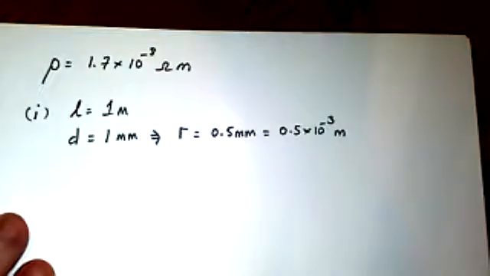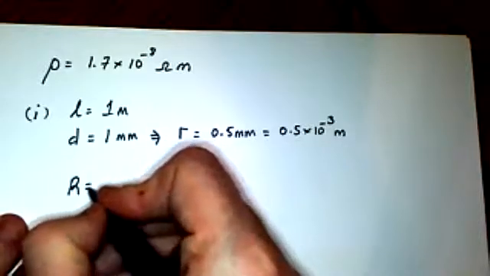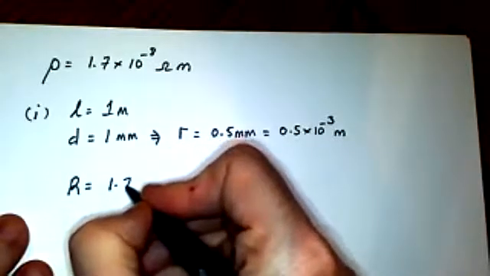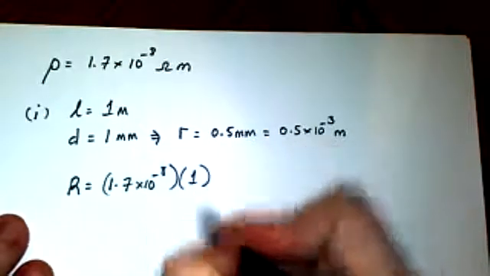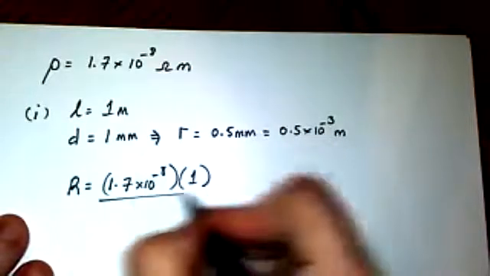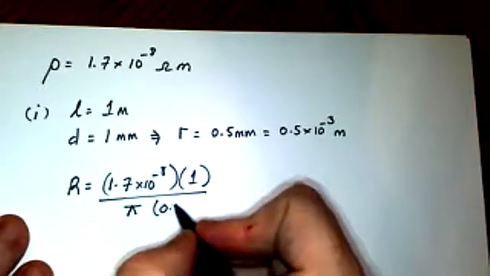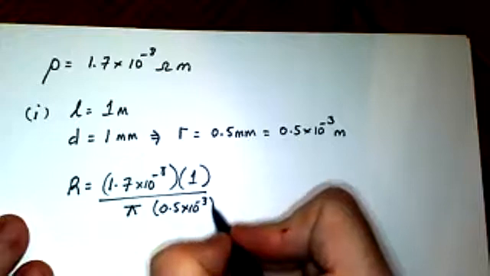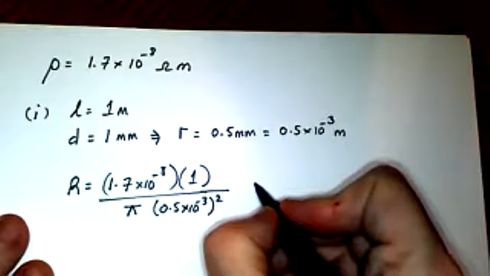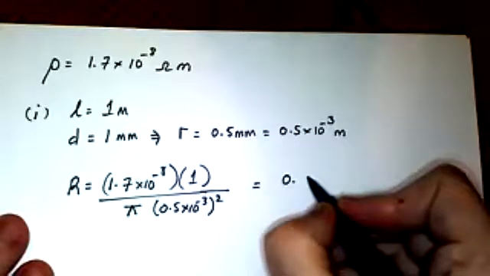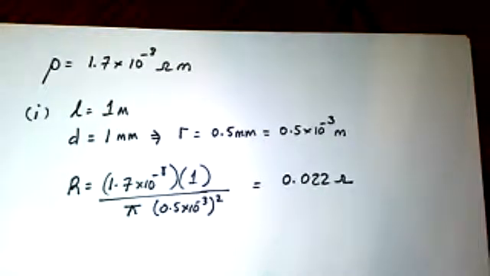So we now have all the data, so we can simply plug and chug. Resistance equals the resistivity, 1.7 times 10 to the negative 8, multiplied by the length of your wire, divided by the cross-sectional area, which is pi r squared. When I put that all into the calculator, we get a resistance of 0.022 ohms. So yes, there will be questions like that on your quiz.